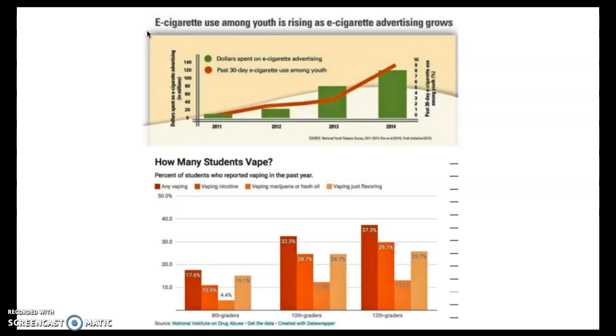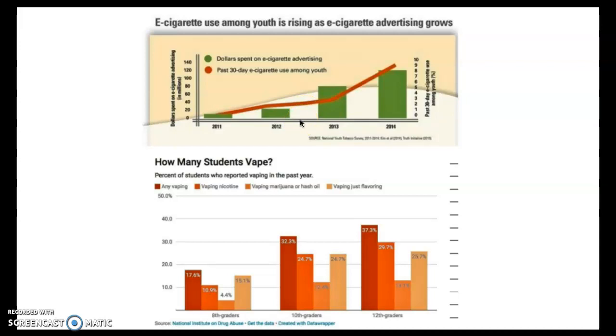So, what you're looking at here is a direct correlation, you could say, in 2011 versus 2014. The amount of dollars spent in advertising is the green, and in the past 30 days, e-cigarette use among youth is going up with it. So the more they advertise, the more youth is using it.